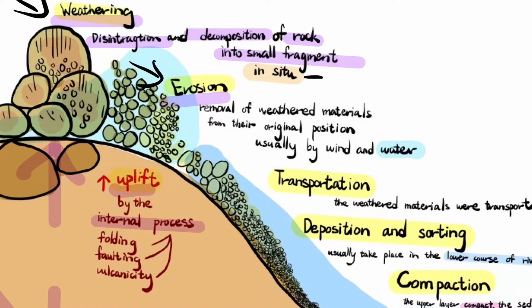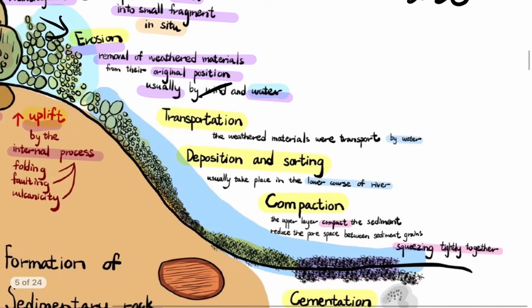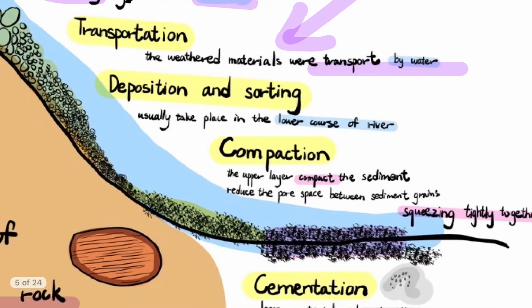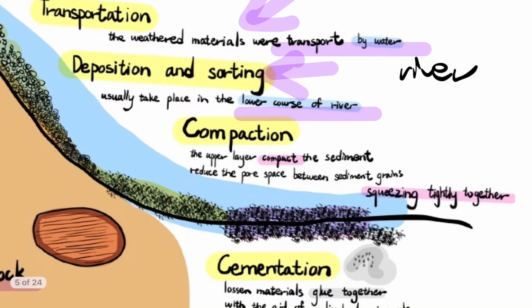After that is the erosion. Remove the weathered materials from their original place, usually by water, because Hong Kong is not common for wind erosion. After that is the transportation, the weathered materials are transported by water, like the previous river. After that, we can see the deposition and sorting. It usually takes part in the lower course of the river.